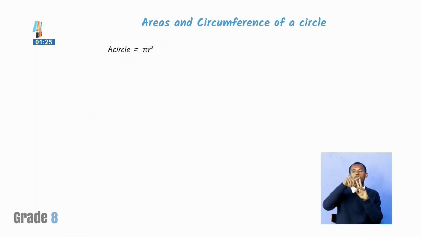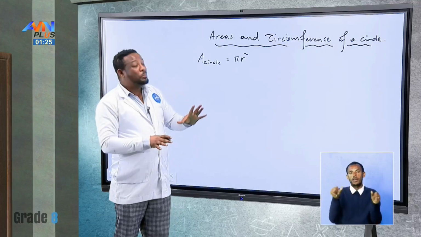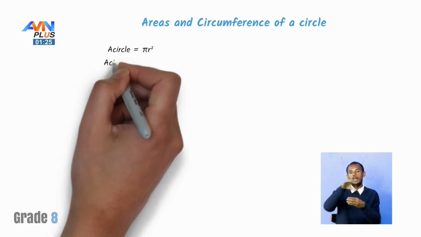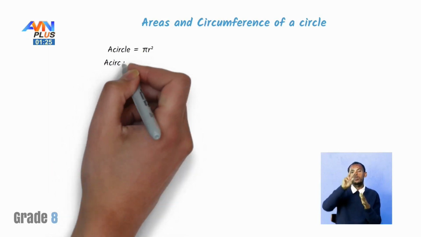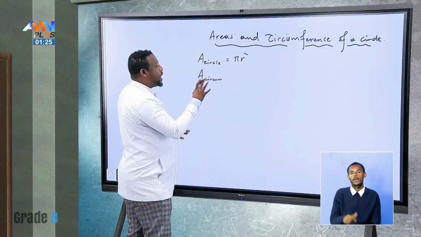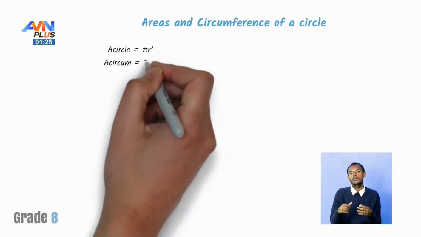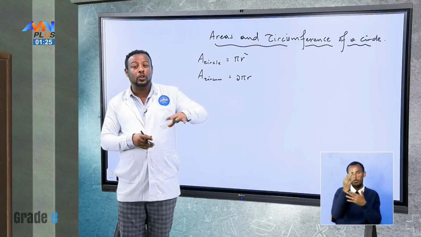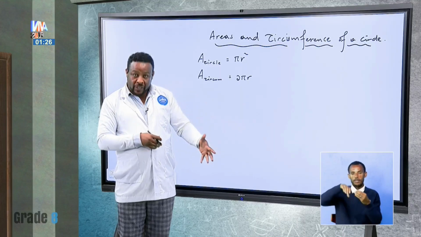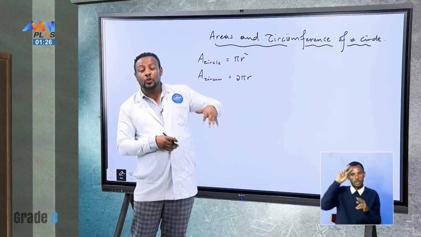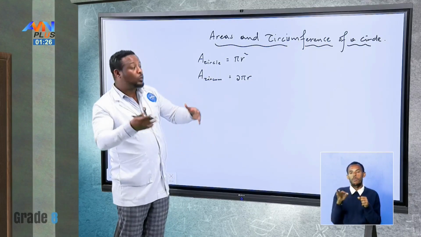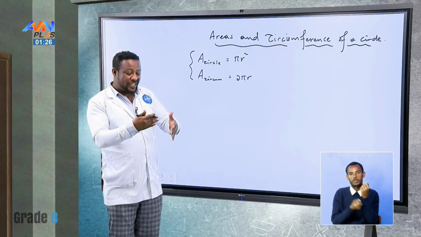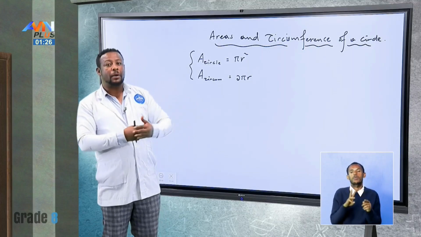So the area of a circle is dependent on its radius, and it's given by pi r square. Okay, the area of a circle is pi r square, and the circumference of a circle is 2 pi r. So the circumference of a circle is 2 pi r. Okay, 2 pi r is the formula that we use to calculate the circumference of a circle, and pi r square is the formula that we use to calculate the area of a circle. So knowing these two is very important. So based on this formula, let's see 2 examples, then we proceed to the next point of discussion.